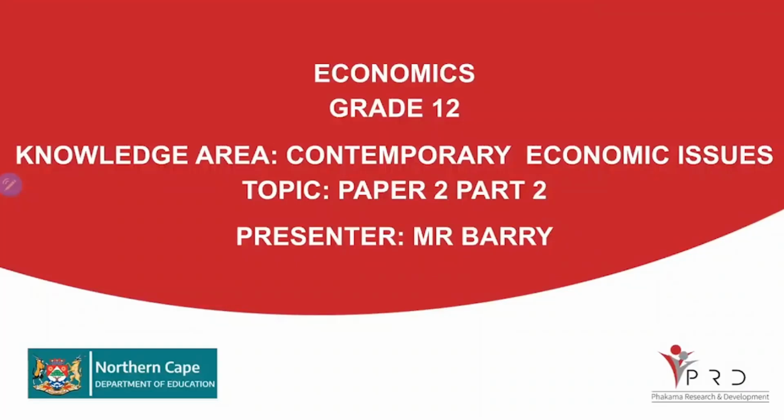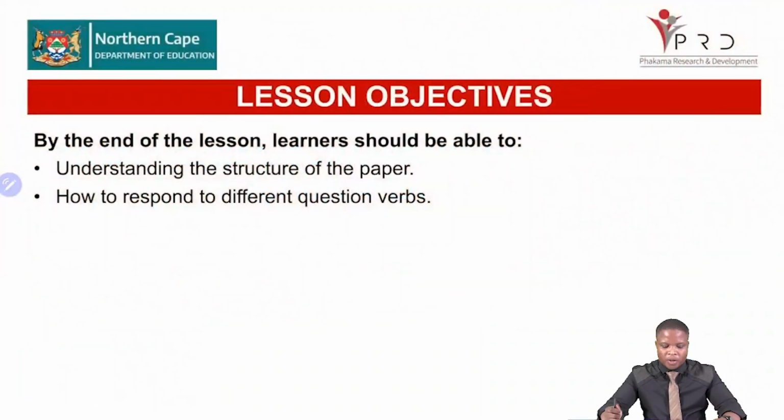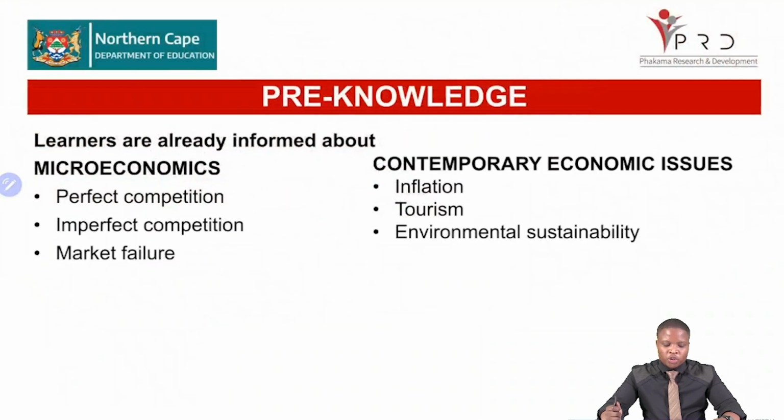Today, our knowledge area will be based on the contemporary economic issues as we prepare for your paper 2 final examination. At the end of the lesson, we should understand the structure of the paper and how to respond to different question verbs from different question papers, previous question papers. In paper 2, we have 2 big chapters, macroeconomics and contemporary economic issues, and we have 6 units, 3 from the macroeconomics and 3 from the contemporary economic issues. Today we'll be looking at questions from your contemporary economic issues.